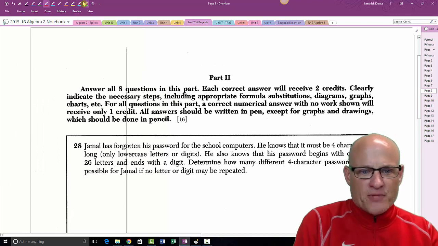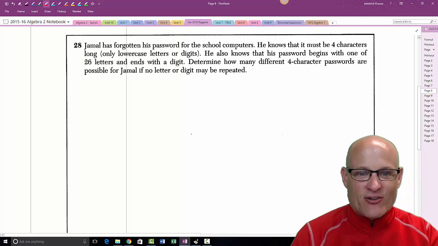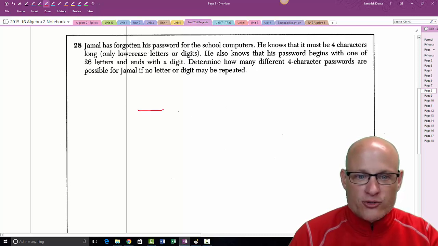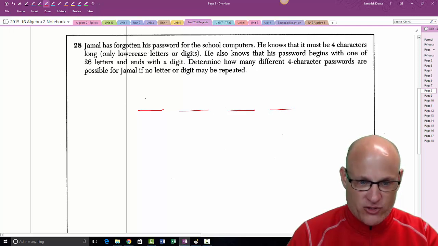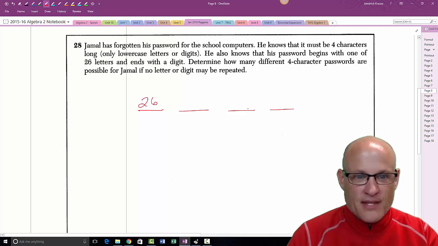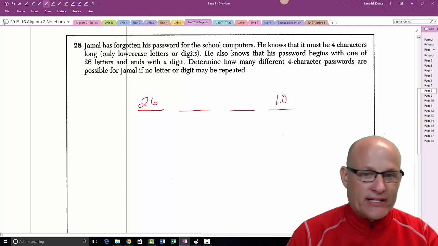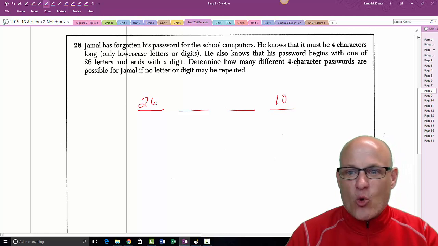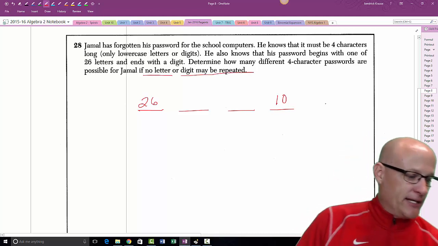Jamal has forgotten his password for the school computer. Now, remember, these are two-point questions, so they should not take very long. He knows that it must be four characters long: 1, 2, 3, 4. He knows that his password began with one of the 26 letters and ends with a digit. There are 10 digits. Determine how many four-character passwords are possible for Jamal if no letter or digit may be repeated.